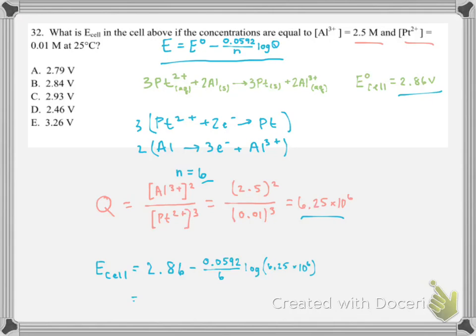And when you evaluate this, it comes out to be 2.79 volts. And that answer kind of makes sense because we have so much extra aluminum ions in this cell. So to account for that, we'll probably shift more to the left toward reactants, which would cause a decrease in the voltage.